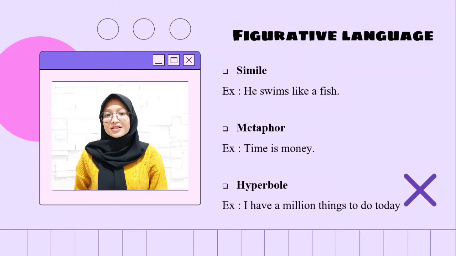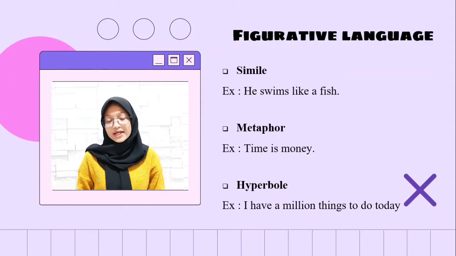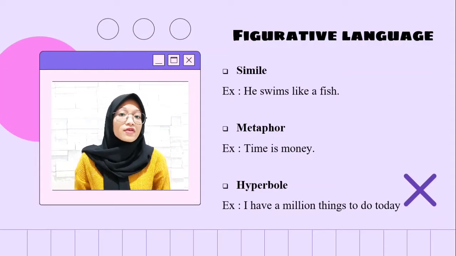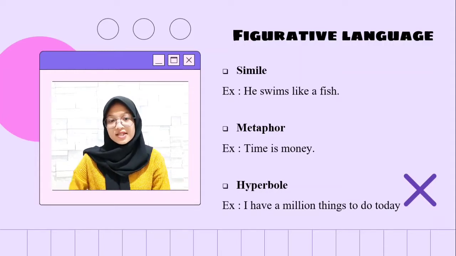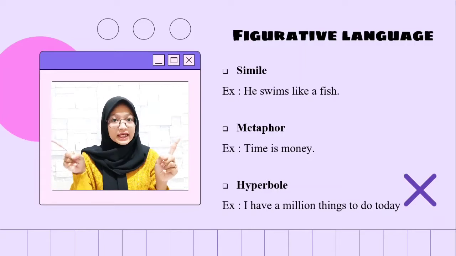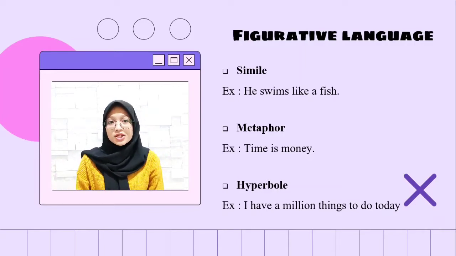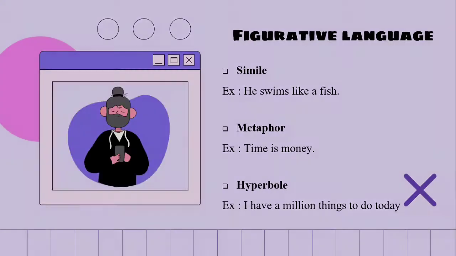And then hyperbole. Hyperbole is an extreme exaggeration for emphasis or effect. For example, I have a million things to do today. The meaning of that sentence is she or he has a lot of activities to do today. It's just that the words a lot here are exaggerated to a million.